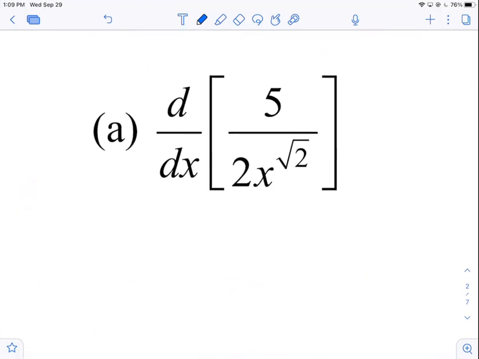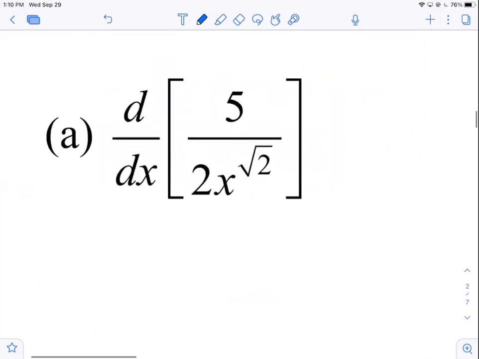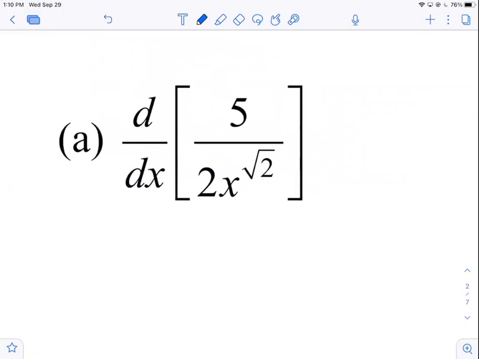We read this as the derivative with respect to x of 5 over 2 x to the square root of 2 power, or the derivative of that with respect to x. But it's a verb, okay? So there's no equal sign. There's no instructions other than possibly evaluate. But it's really the same thing. So what do we need to do in order to successfully take the derivative of this expression?